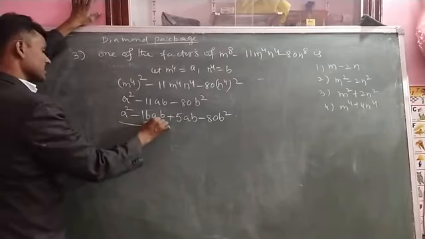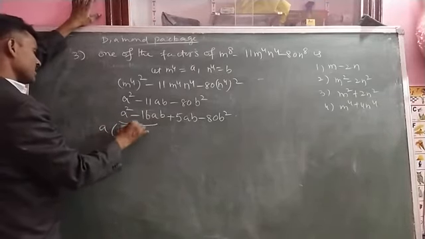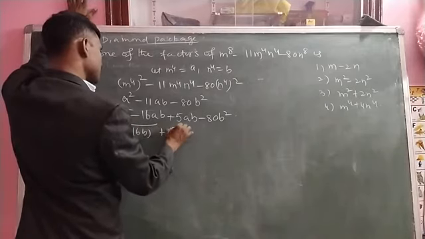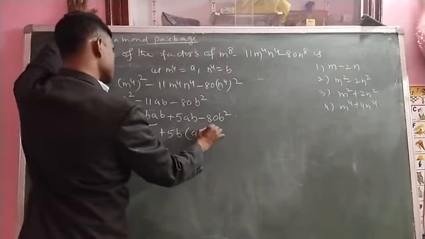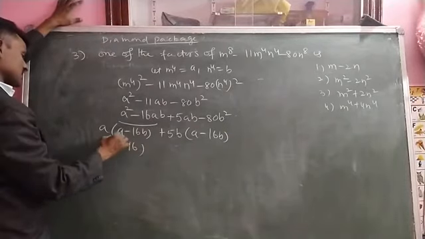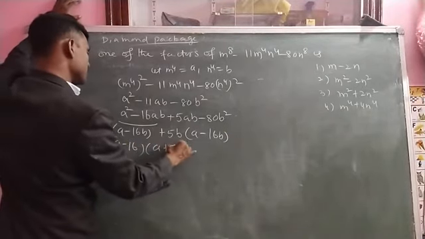Now in these two terms you have to take common a minus 16b. In these two terms you have to take common 5b, here a minus 16b. Now the whole term a minus 16b is common, and a plus 5b.